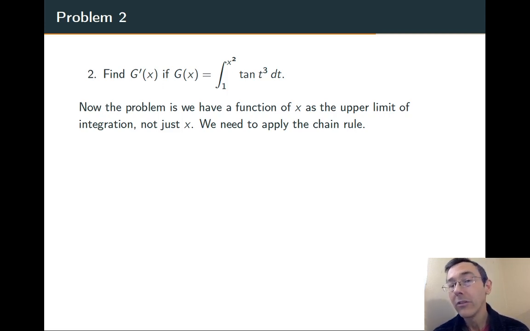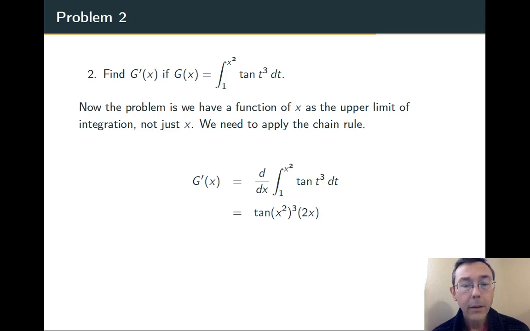So the way we're going to differentiate it is with the chain rule. We're going to differentiate the outside function first, that integral. We're going to plug that x squared into the function tangent of t cubed. And then we're going to multiply by the derivative of the inside function, so by 2x. Okay, so let's actually do it.